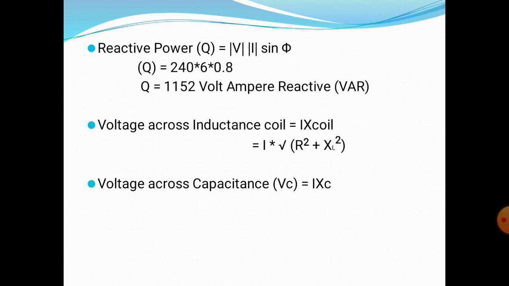Next, finally we calculate the reactive power Q. The formula is VI sin phi. Substitute these values in the reactive power equation. Finally we get the answer Q is equal to 1152. Unit is VAR, that means volt ampere reactive. And next we have to find the value of voltage across the inductance coil and capacitor.